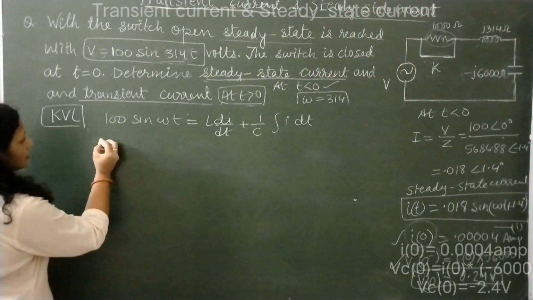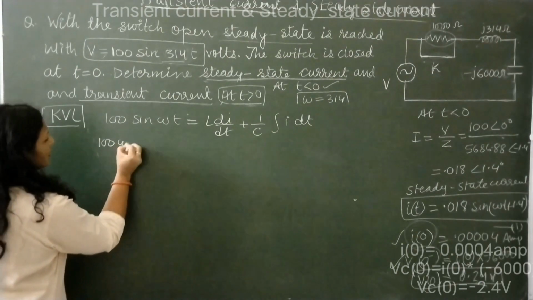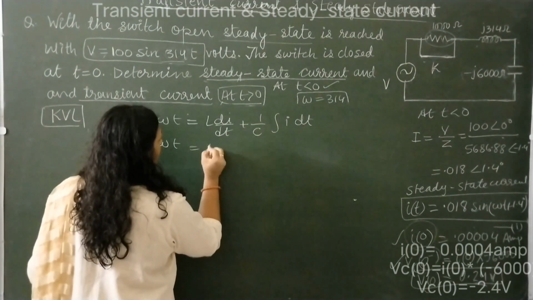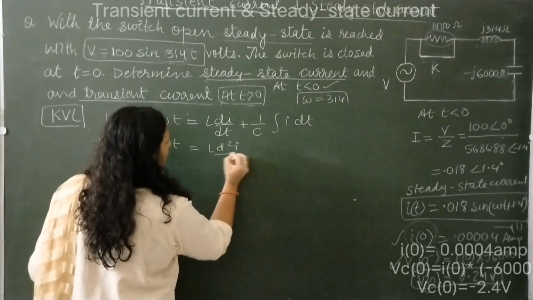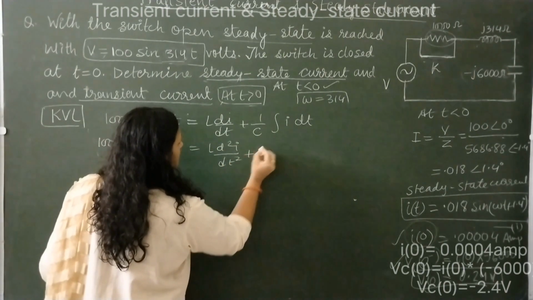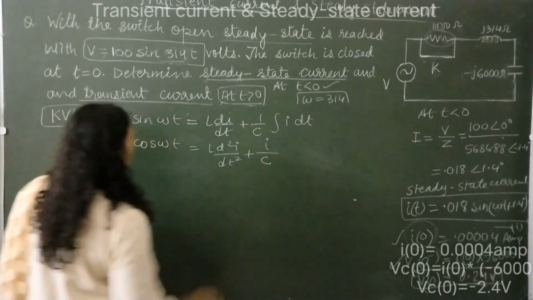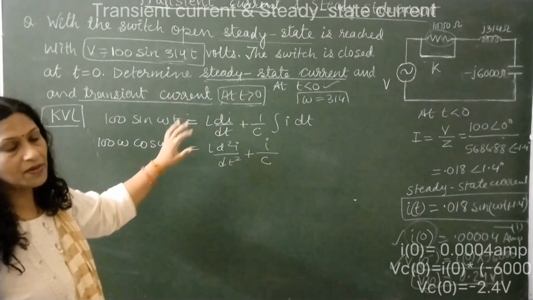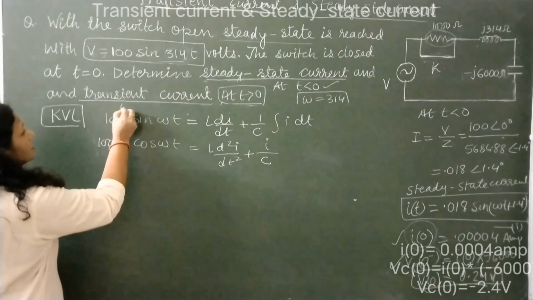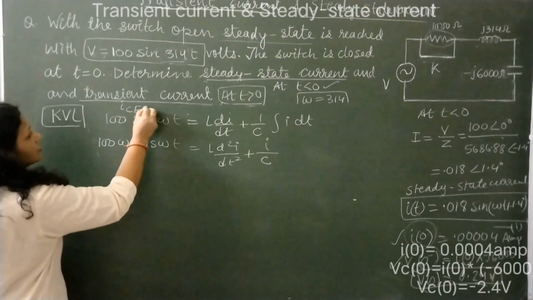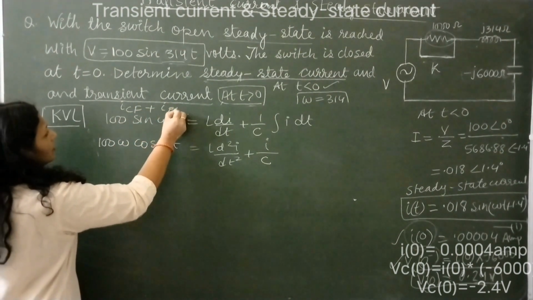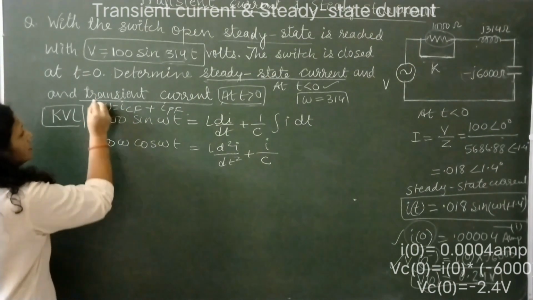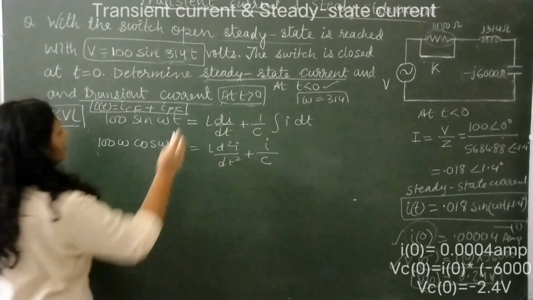तो ये हमारी जो इक्वेशन है इसको हम एक बार और डिफरेंशिएट कर लेते हैं, so that we can remove this integration sign. L d2I by dt square plus I by C. Okay. अब हमारी जो ट्रांजिएंट करंट है, it is nothing but the summation of two currents. एक है उसमें कॉम्प्लीमेंट्री फंक्शन और दूसरा है पर्टिकुलर फंक्शन. इसकी हेल्प से हम निकालेंगे ट्रांजिएंट करंट. Okay, this is our transient current.